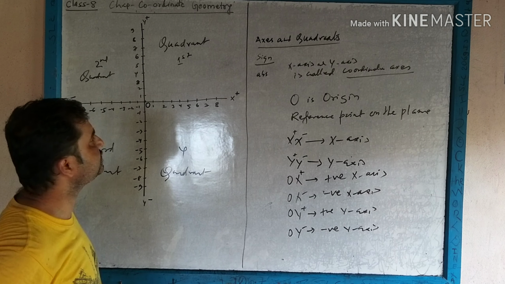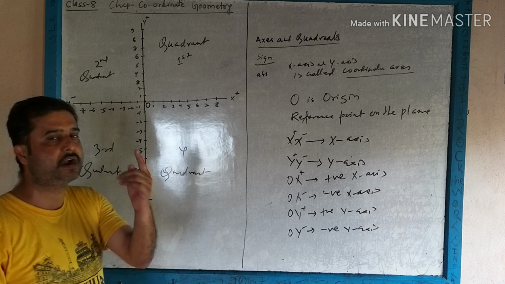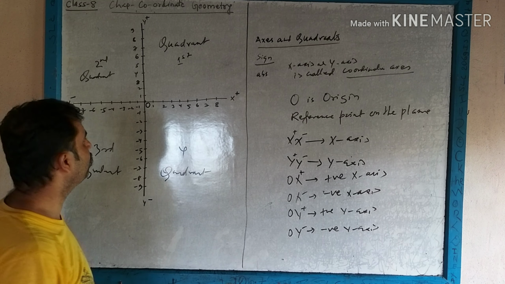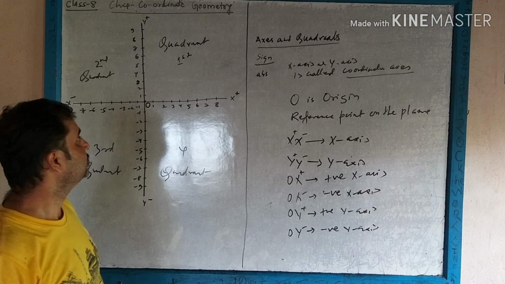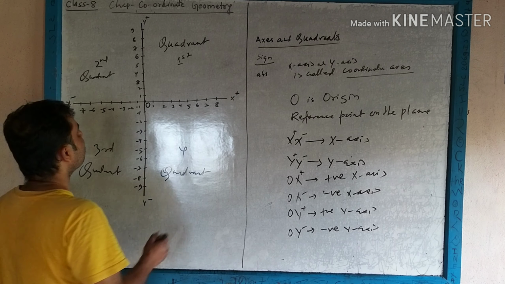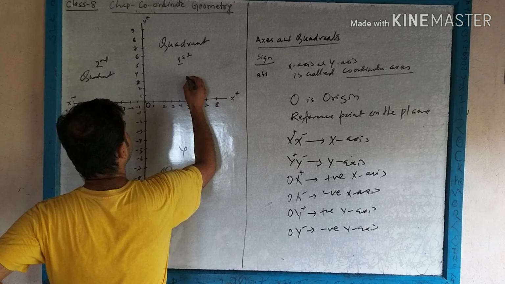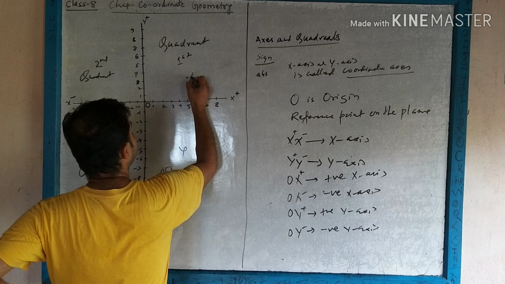So the y-axis divides the whole plane into four parts. Each part is called a quadrant, and there are four quadrants. Now, let me take a point. Suppose here I take a point, and suppose this point is A.